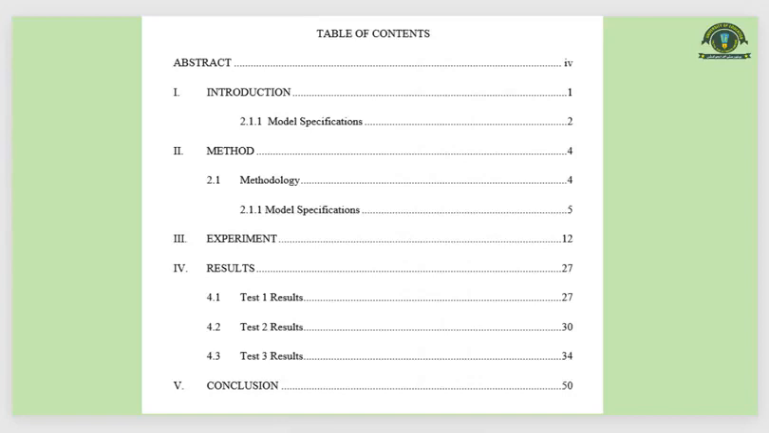So this is a very general example of how a table of contents page could look like. There are hundreds of different samples available all over the internet and in different books. You can find hundreds of different samples in your institution's library as well.